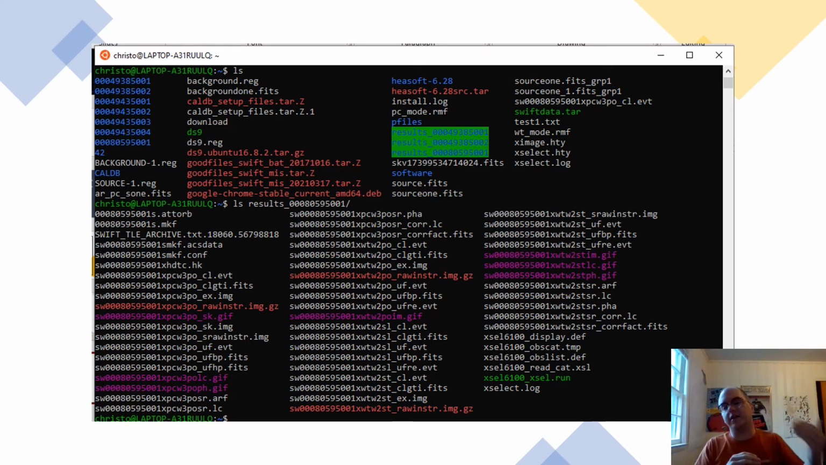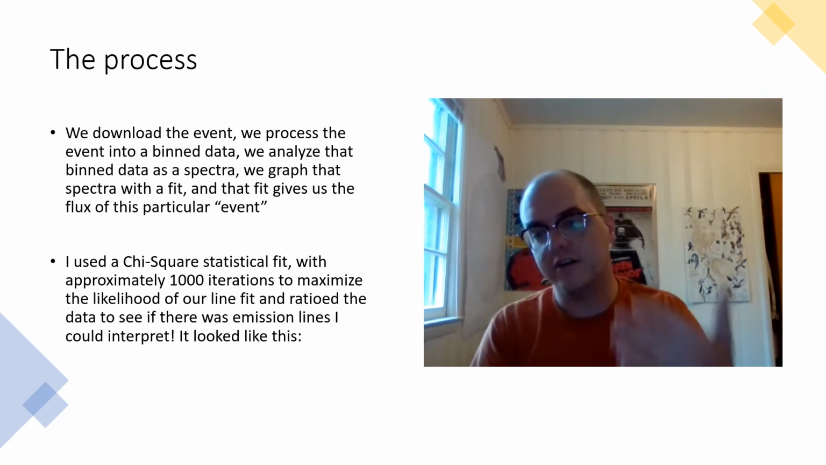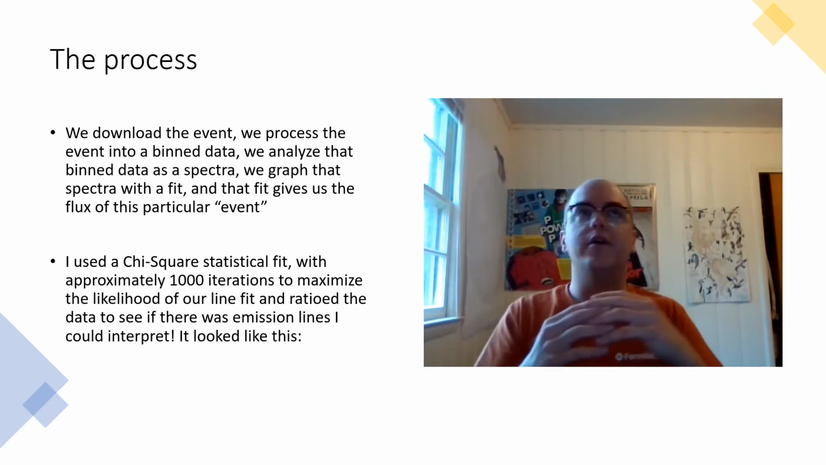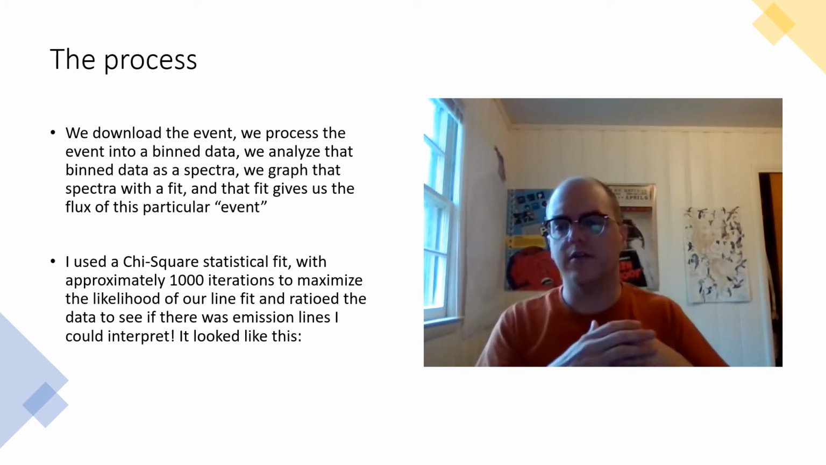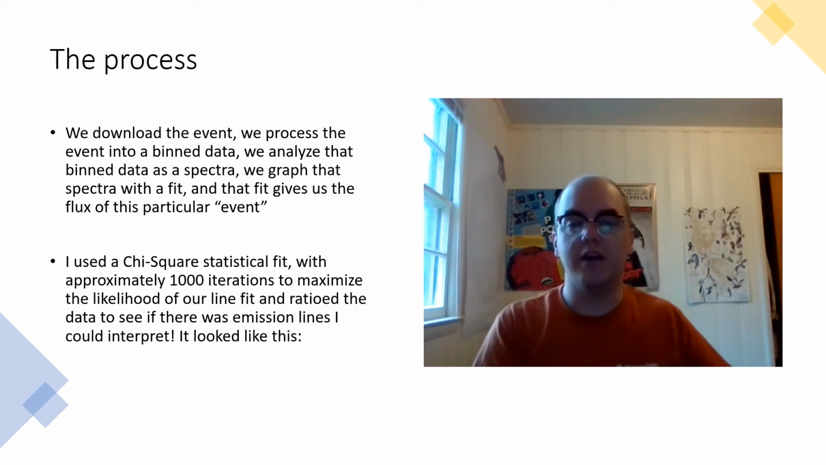And if you look at that in a linear form, it's just specs. But if you look at it in a log form, you can see very clearly what is your observable object, what you want to study. So we download the event, then we process the event using DS9. Well, we create a background and a source region so that it can filter out what we don't want to see. And then we process the event into bin data.